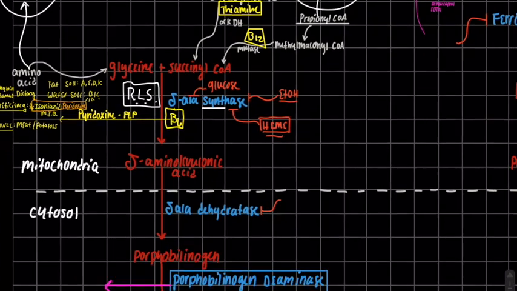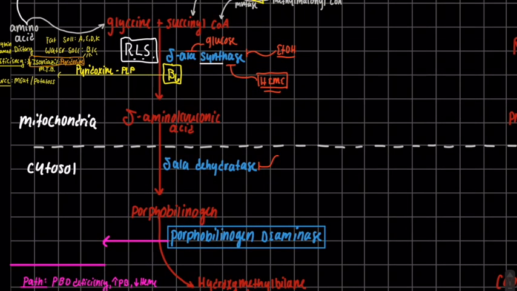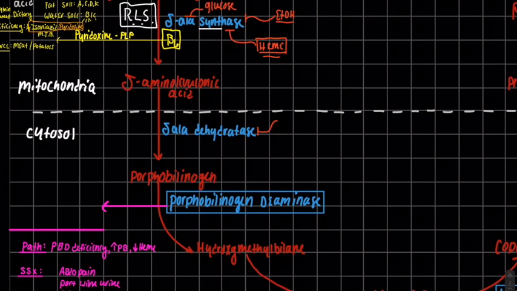Now we're going to move our ALA molecule, our delta-aminolevulinic acid, out into the cytosol. We're going to start with porphobilinogen.